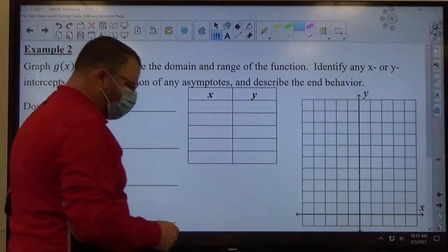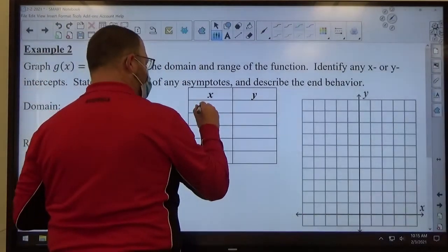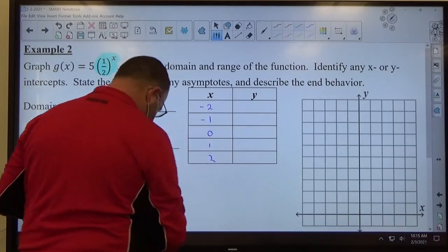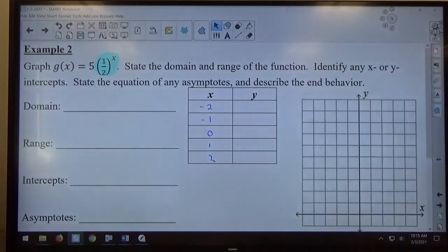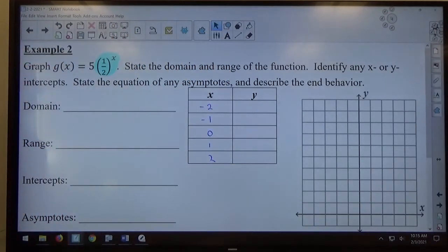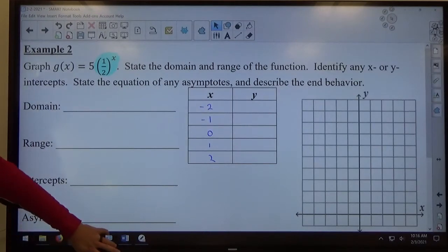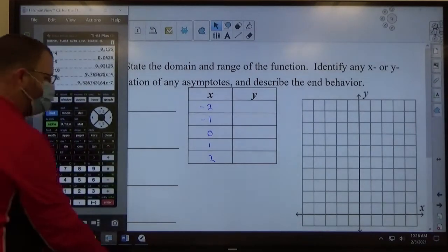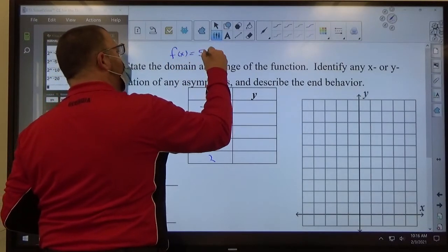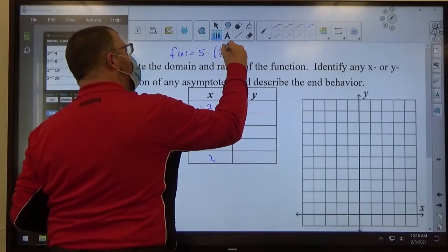So again, if that's the situation, I'm going to pick -2, -1, 0, 1, and 2. Again, nothing magical about those numbers. Those numbers tend to give me the more reasonable answers that I want. I'm evaluating 5 times 1/2 to the x power, so as I'm typing these in my calculator, I'm going to practice it. F of x equals 5 times 1/2 to the x power.